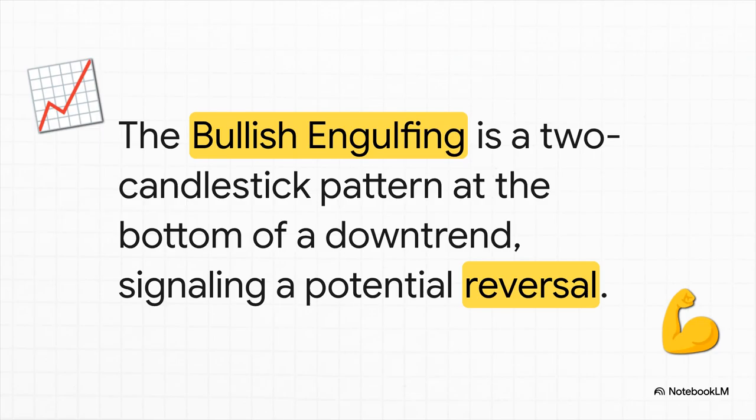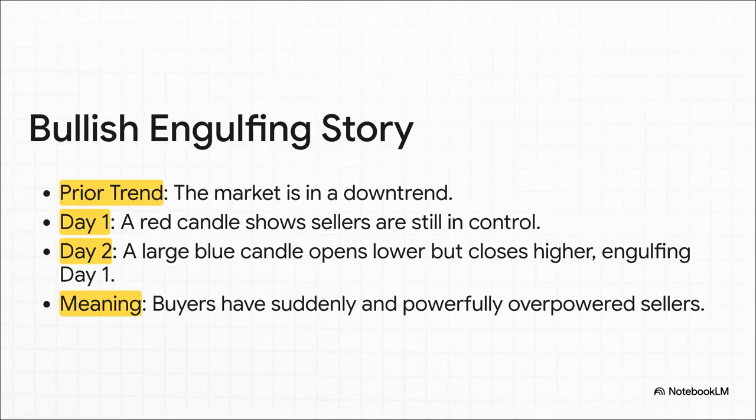Let's kick things off with a classic bullish pattern. This one is called the bullish engulfing, and you'll see why in a second. It's a really powerful 2-day signal that the trend might be about to reverse. So here's the story it tells. Picture this. A stock has been in a downtrend, just falling and falling.